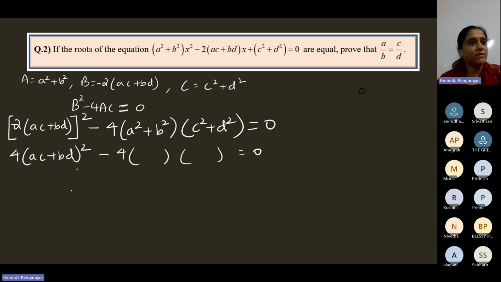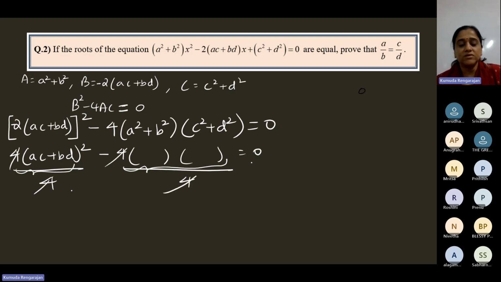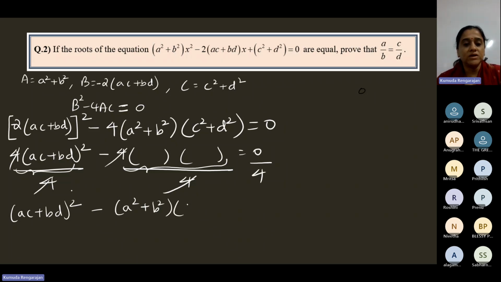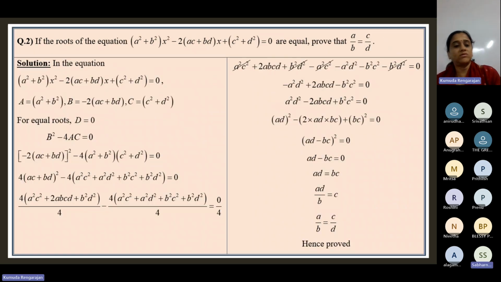Now you can divide by 4 throughout, because this term has a 4, this term also has a 4. So divide by 4 throughout. 4 and 4 cancel, 4 and 4 cancel. This one also by 4. So then you will have ac plus bd the whole square minus a square plus b square into c square plus d square is equal to 0.